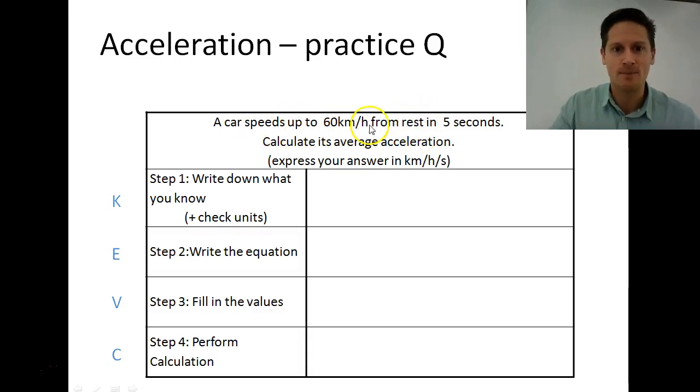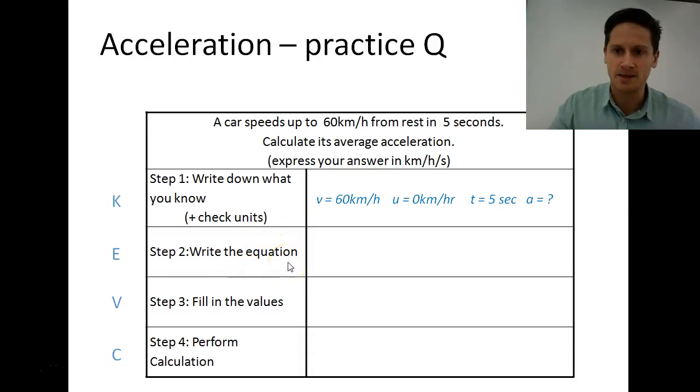Now, if it speeds up from rest, that means the initial speed was 0 because it started at rest. So think of your car in a garage. The final speed is 60 kilometers per hour, okay? So we know that. And we know that we have 5 seconds, which is a time, okay? And we want to calculate the average acceleration. So we've got all those units there. Final speed, initial speed, time, acceleration equals question mark, because that's what we're finding out.